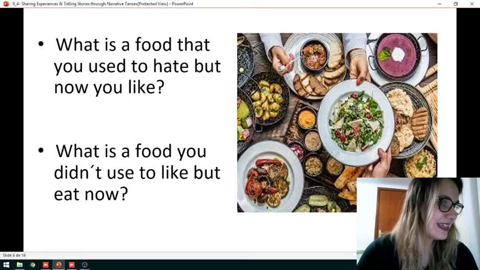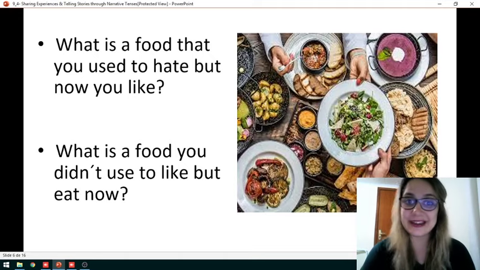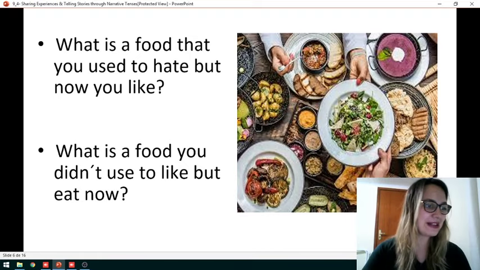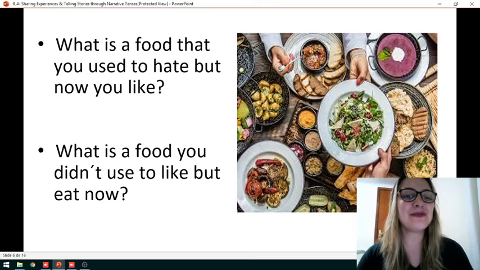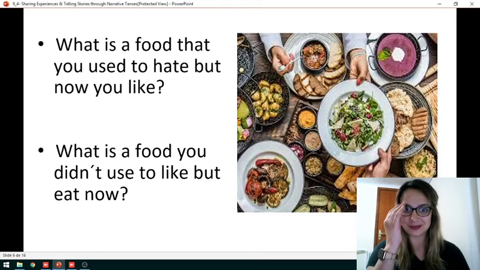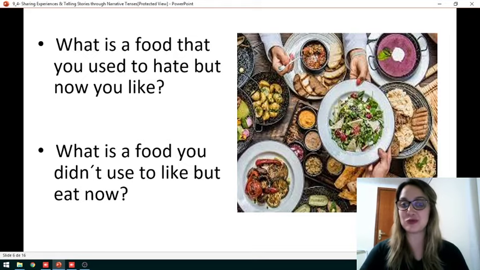All right. So let's see. Shona says, I used to hate liver, but now I eat them whenever I can. Ah, liver. I've never had liver, actually. But I heard it's good. What else, guys? What are some foods that you didn't used to like? Some foods, some drinks.